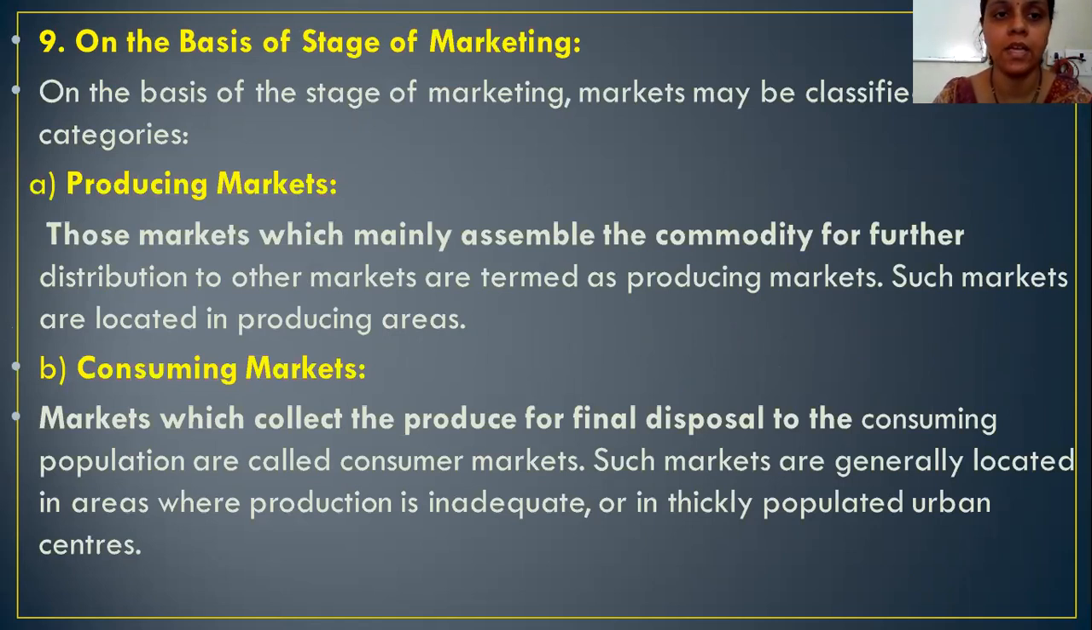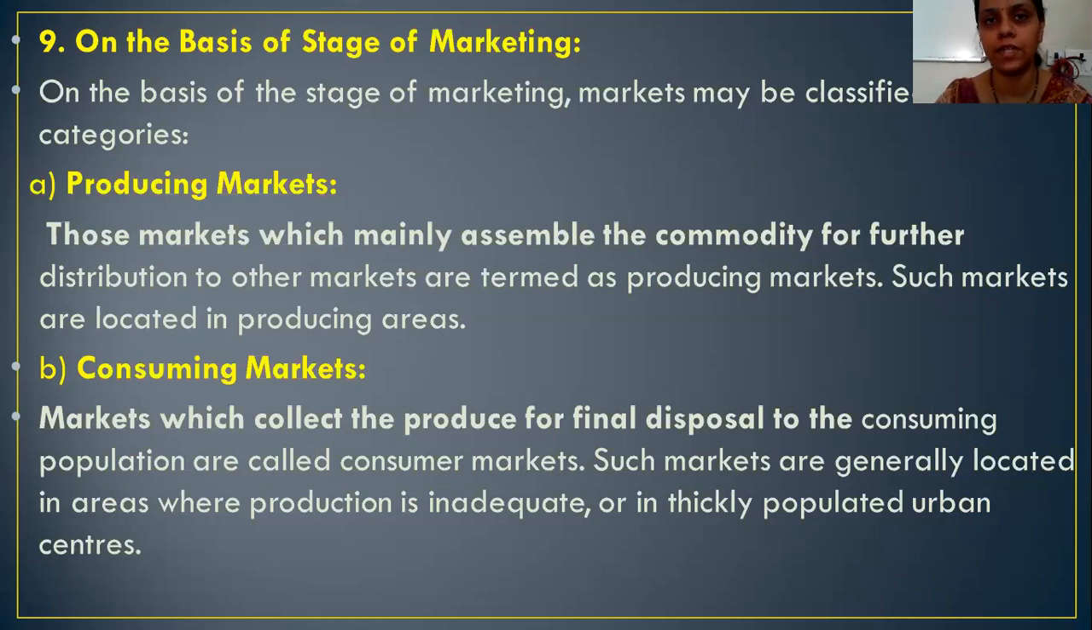two categories: producing markets and consuming markets. So what is producing markets? Those markets which mainly assemble the commodity for further distribution to other markets are termed as producing markets. Such markets are located in producing areas. Okay. And what is consuming markets?